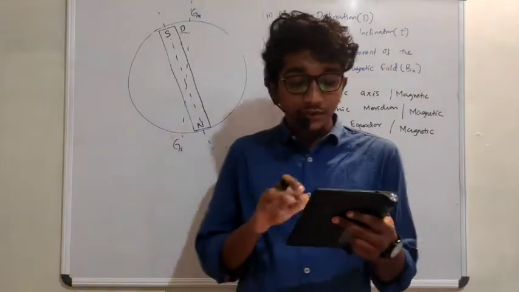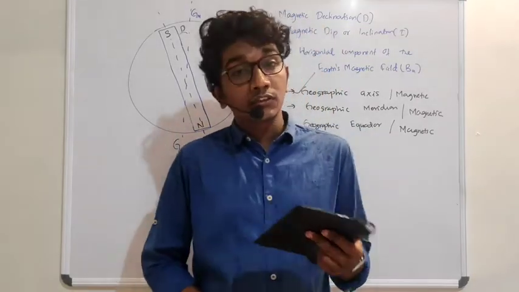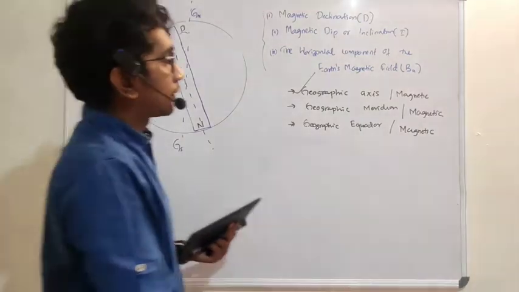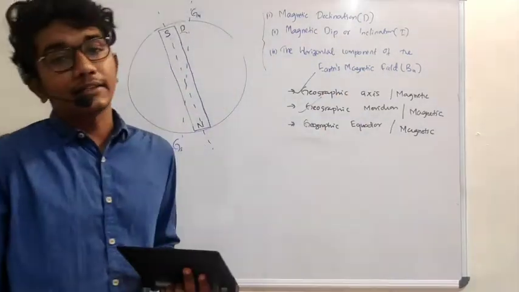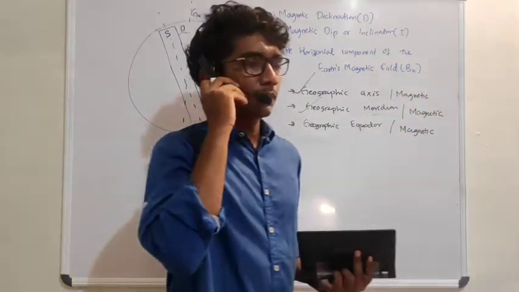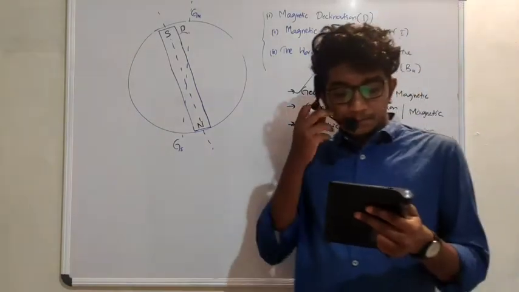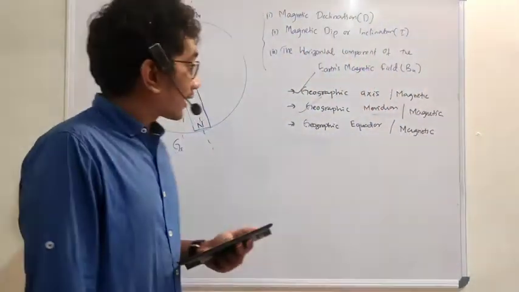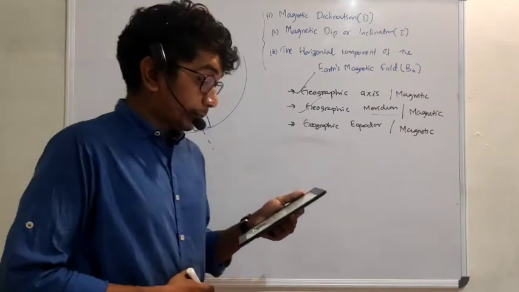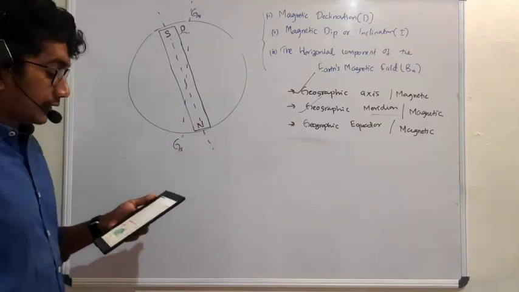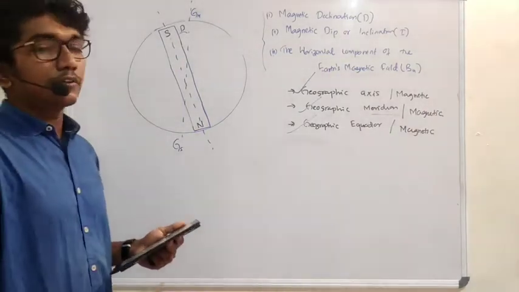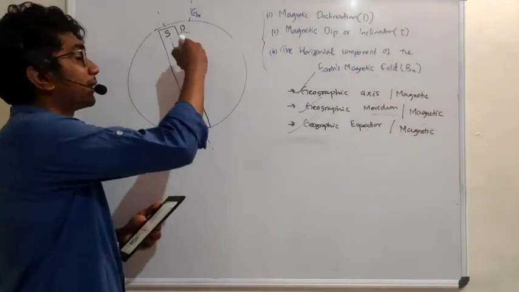Then a vertical plane passing through the geographic axis is known as the geographic meridian. This might be a new term for you, though you must have studied this before. Next, the great circle which is perpendicular to the Earth's geographic axis is known as the geographic equator. The geographic equator would be somewhere here.